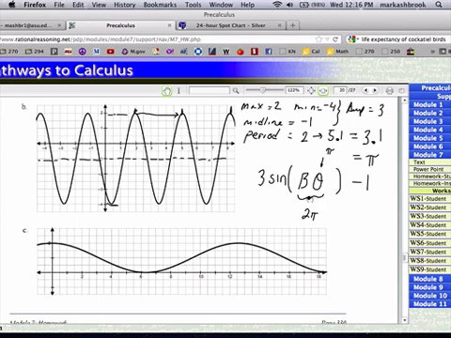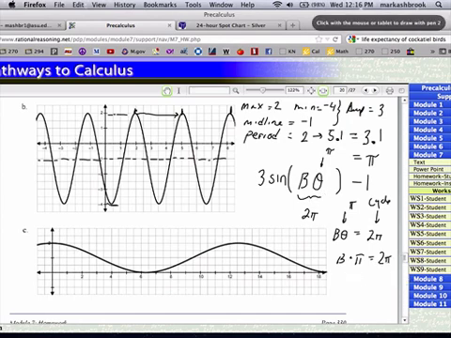Just 2, right? We need b theta to be 2 pi, one full cycle, when theta makes one full cycle of pi. So b times pi has to be 2 pi. Therefore, this coefficient is 2.